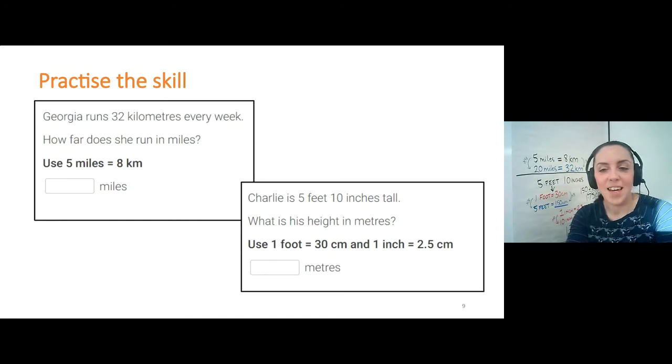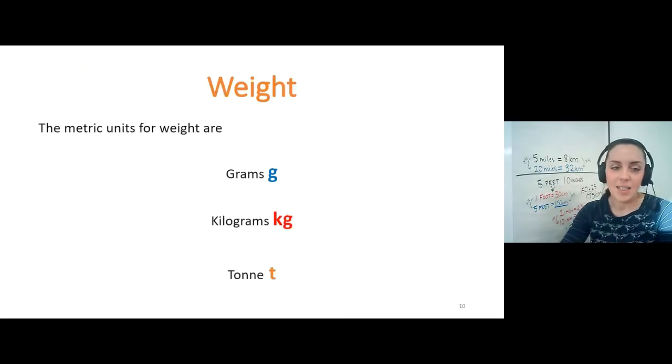So if everybody's okay with that, should we look at weight now? Yeah? Again, just let me know if you're not sure on anything at all.